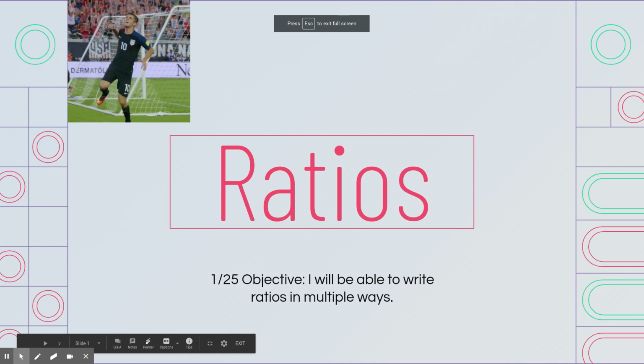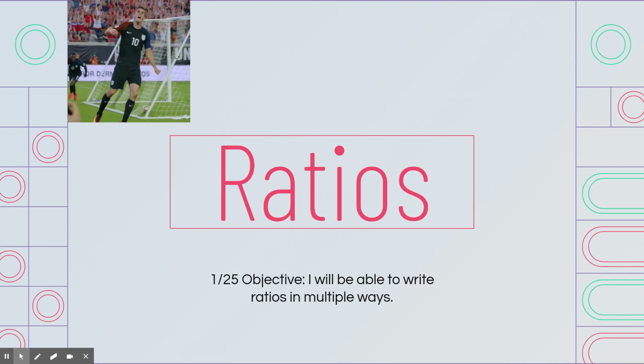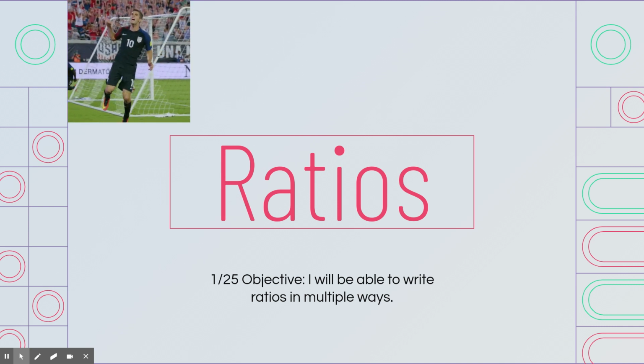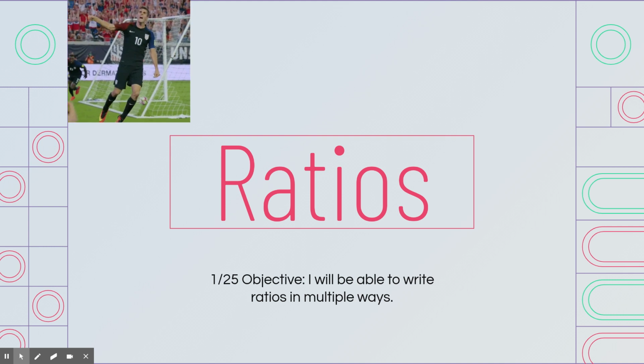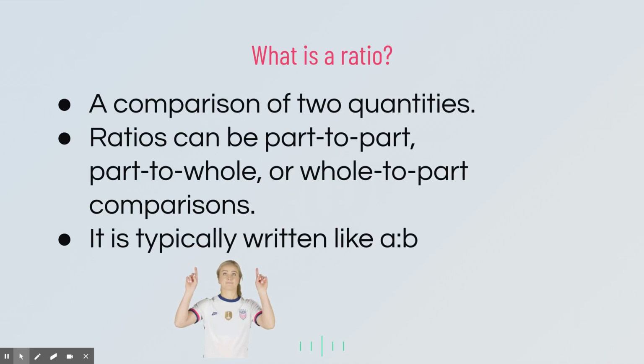Right, so today we are moving on from the coordinate plane and talking about ratios. There's multiple ways to write ratios, and we are going to learn the different ways to represent them. So what is a ratio? First thing, it is a comparison of two quantities. A ratio can be part to part, part to whole, or whole to part. And that's how we compare different things.